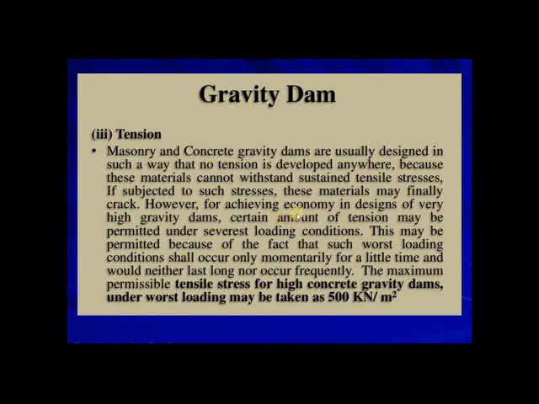However, for achieving economy in the design of a very high gravity dam, a certain amount of tension may be permitted under severest loading conditions, in order to keep the bottom width B of the dam body minimum. This may be permitted because such worst loading conditions occur only momentarily, for a little time. So the maximum permissible tensile stress for a high concrete gravity dam under the worst condition can be taken as 500 kN per square meter.